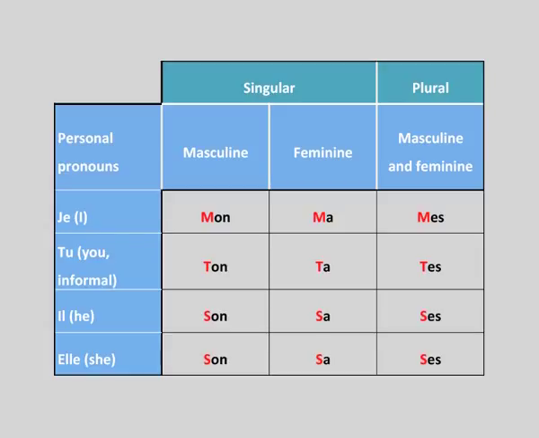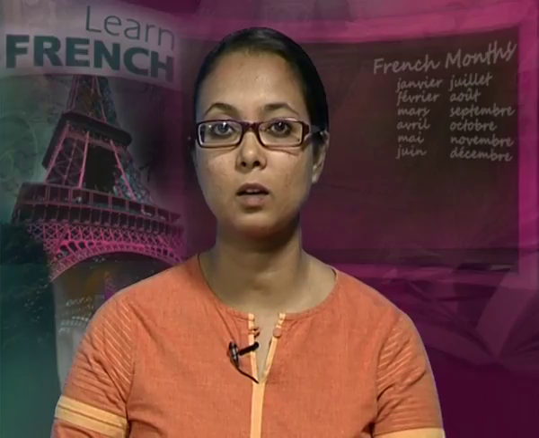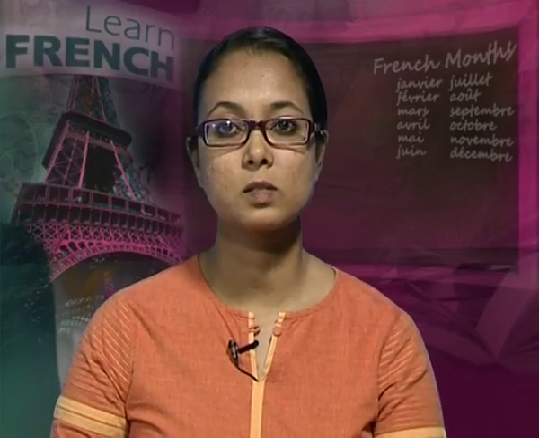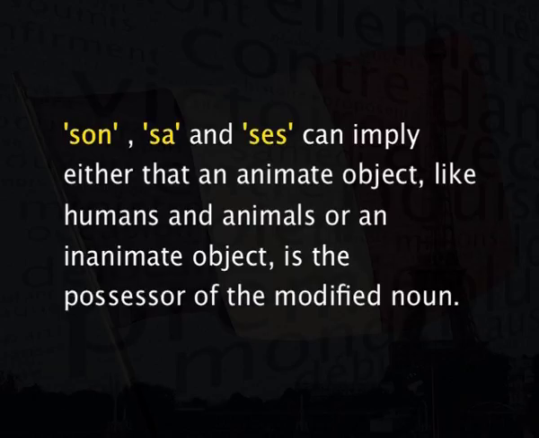Before I illustrate these with examples, let me point out one important thing regarding son, sa, and ses. In English, we make a distinction between his and her. This difference does not exist in French. It is the context that indicates whether the modified noun belongs to a male or a female. Also, since the English subject pronoun it does not exist in French, son, sa, and ses can imply that either an animate object like humans and animals or an inanimate object is the possessor of the modified noun.